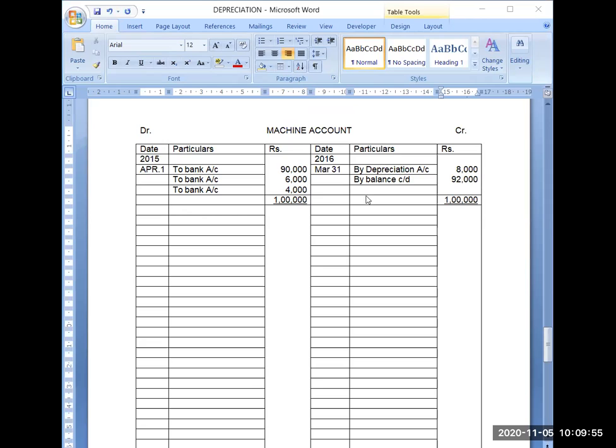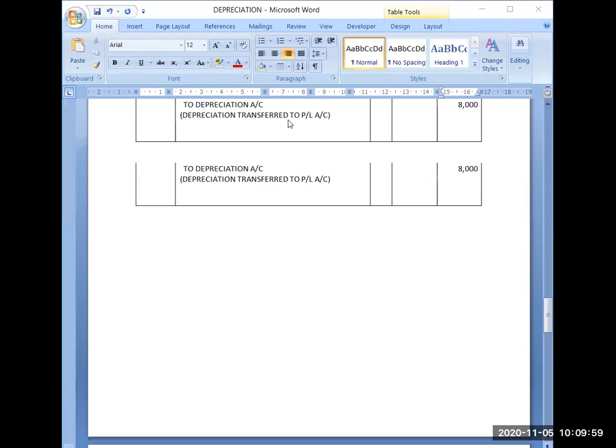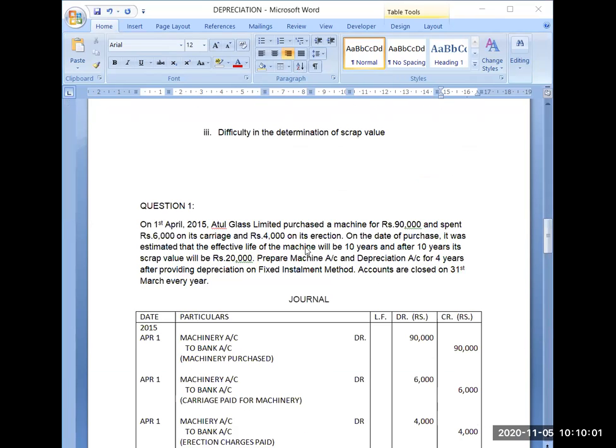But in questions, in exams, or in your tests, you will be directly asked to prepare simply machinery account. Here you can see, prepare machine account and depreciation account for 4 years. Question is not asking journal entries. These journal entries I have done only for your clarity purpose. Otherwise, it doesn't have any role in the question.